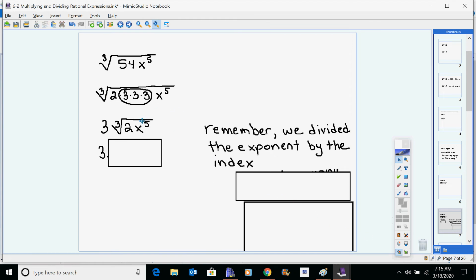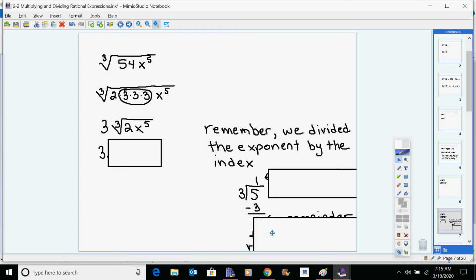But we need to deal with this x to the 5th. We will be looking for groups of 3 x's. So if you recall, our way of handling that would be divide the exponent by the index. So taking our exponent and dividing it by the index, 3 goes into 5 one time, and when you subtract here, you have a remainder of 2. Both of these things are going to be important.